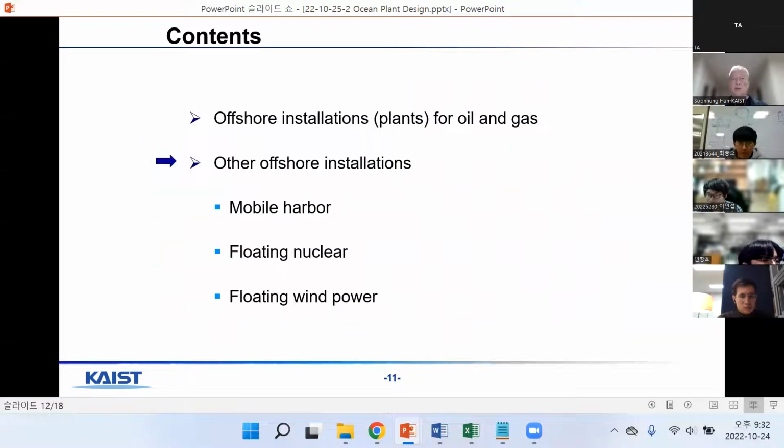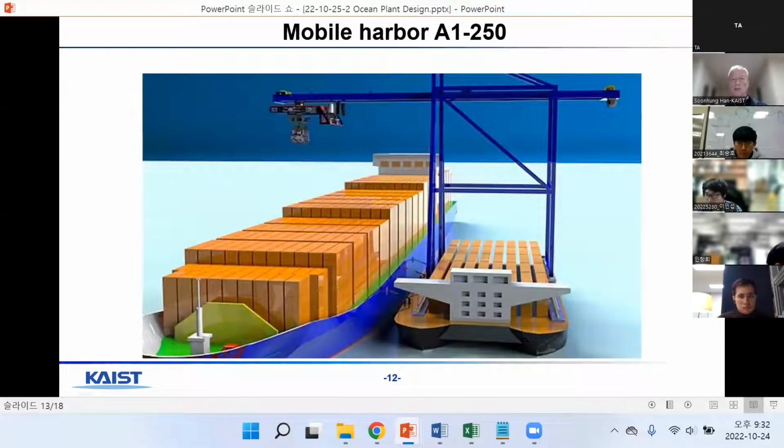And the other offshore installations, see that mobile harbor, we already saw that. This one is handling 250 TEU container boxes as a small container port with storage and cranes for container handling from the ship. So on the right-hand side, this part is the mobile harbor. The left-hand side is just a typical conventional container ship.